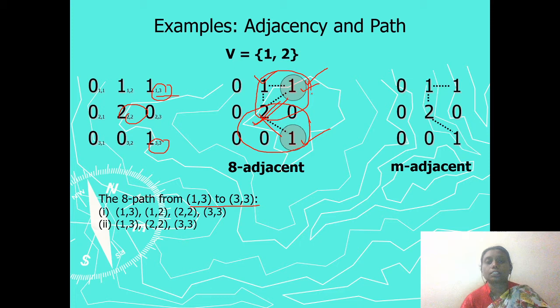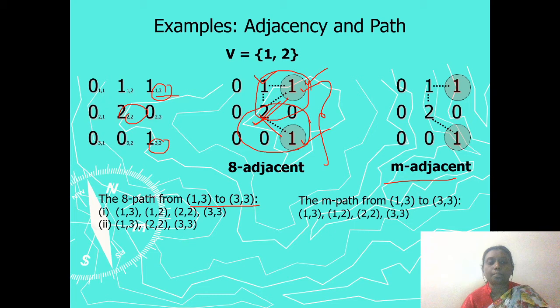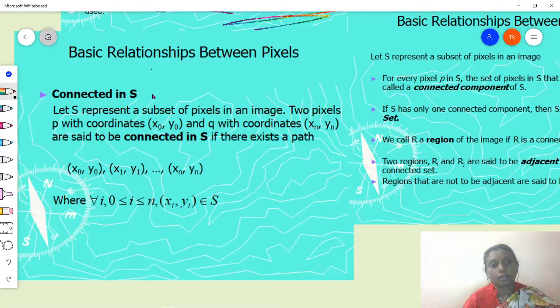Now coming to the M adjacency, the path is the M path. This is the 8th path. Now the M path is from 1,3 to 3,3: here 1,3 to 1,2, and here 2,2, and now to here 3,3. This is the adjacency and the path relationship between the pixels.